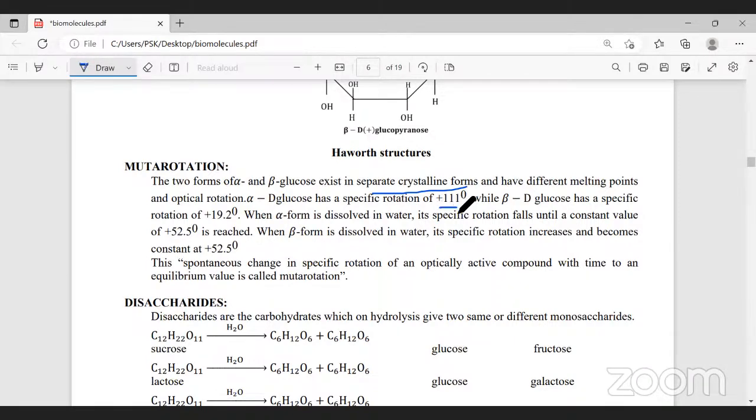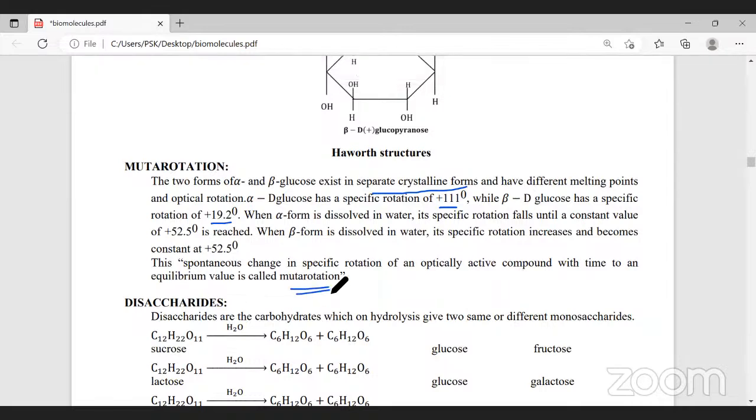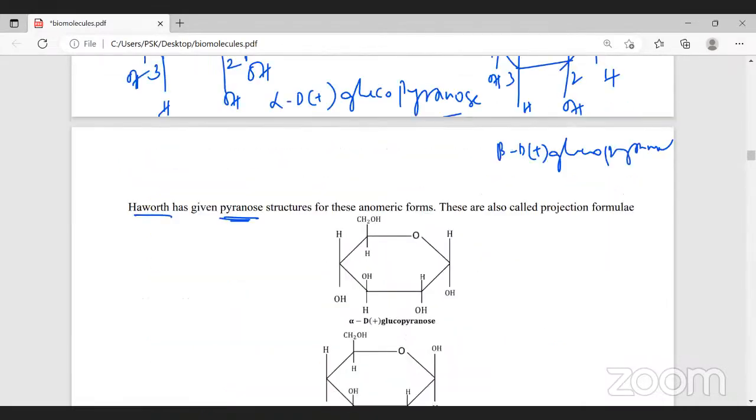Alpha D glucose has a specific rotation of plus 111 degrees, and beta D glucose has a specific rotation of plus 19.2 degrees. When the alpha form is dissolved in water, its specific rotation falls until a constant value of 52.5 degrees is reached. When beta D plus is dissolved in water, the specific rotation increases and becomes constant at 52.5 degrees. This spontaneous change in specific rotation of an optically active compound with time to an equilibrium is called mutarotation. Now, coming to the next monomer, that is fructose.